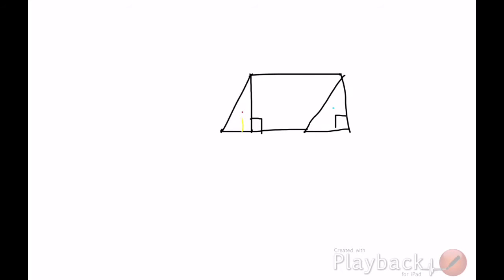this must be a right angle, as we know. This must be a right angle because we know the height makes a right angle with the base. So these two must be congruent because opposite sides of a parallelogram are congruent. And we also know that in a rectangle, the opposite sides are congruent. So this must be congruent to this.